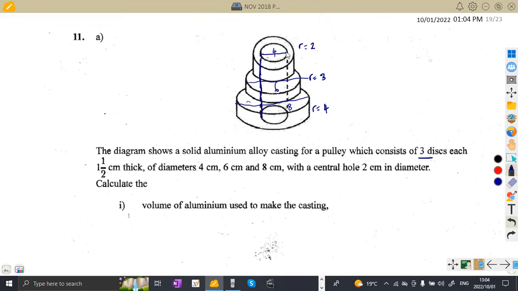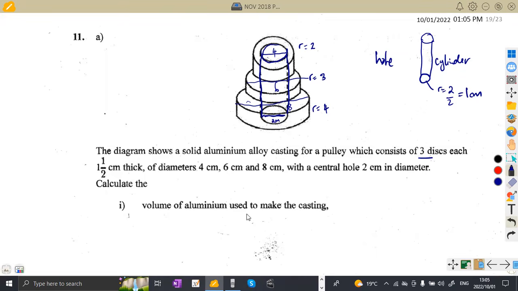There's a hole here, and this hole is a cylinder. We are given that the diameter of this hole is 2 centimeters, from this point to this point. So the hole, which is a cylinder, has a radius of 1, because it's the diameter over 2, which is 1 centimeter.